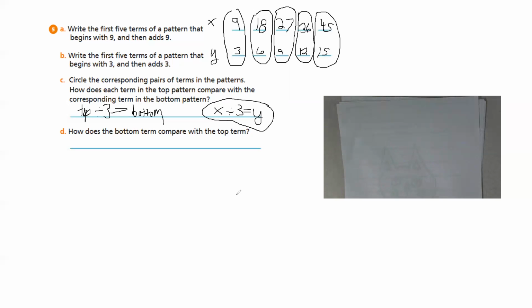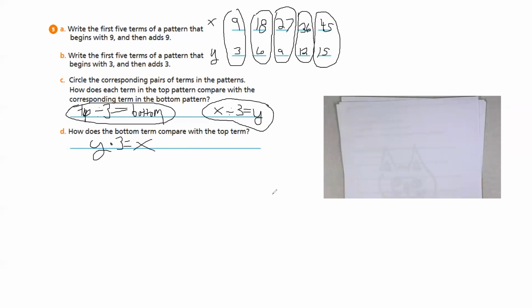Now it says, can you do the same thing with how the bottom compares to the top? Sure. The bottom's different. It's bottom times 3 equals top. So instead of looking terrible with my mouse, I'm just going to go like this. Y times 3 equals X. Because the bottom times 3 equals the top.